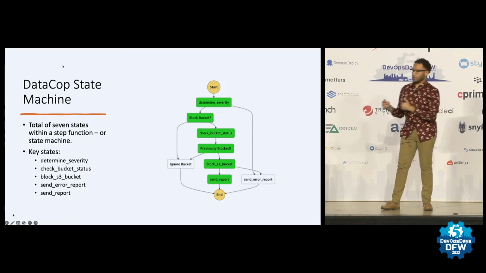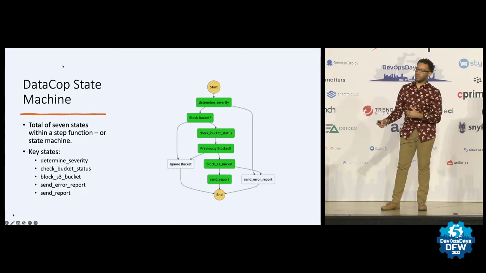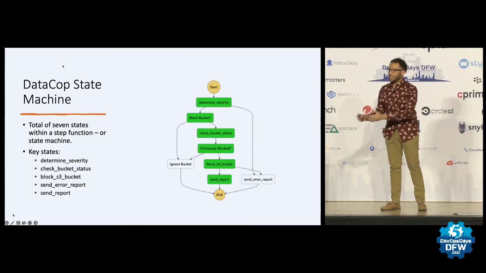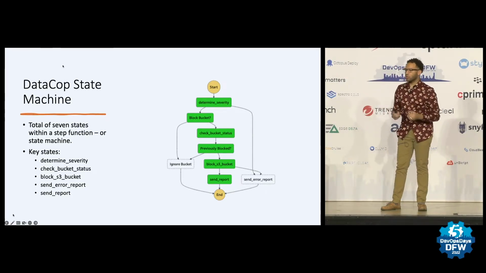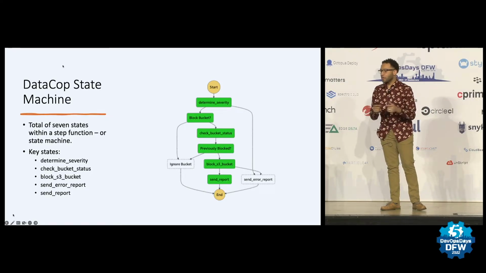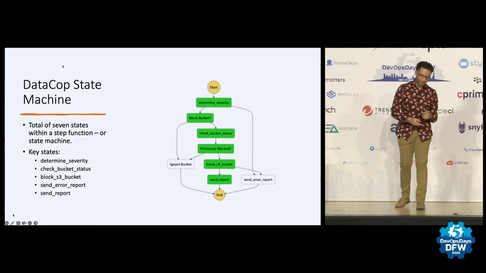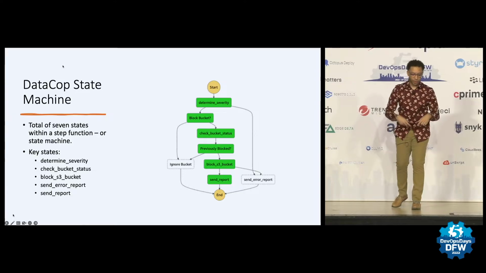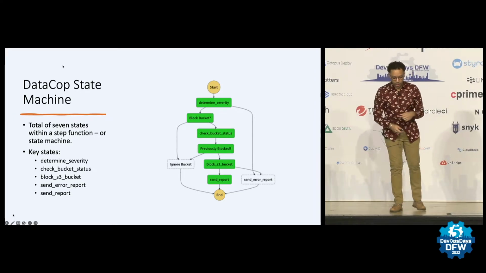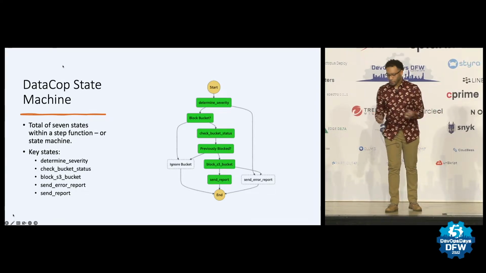So if you're the security professional that has access to a specific role, then you have access to that bucket, and you can go and search through the data and see what happened. But anyone else in the company would not have access to it. And then when it's done, it'll send a nice report, and it'll also send an error report if it fails.